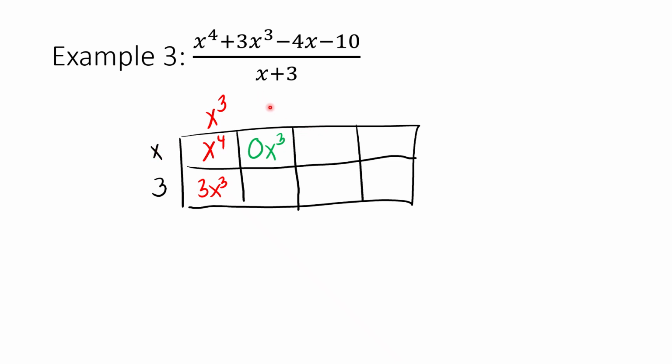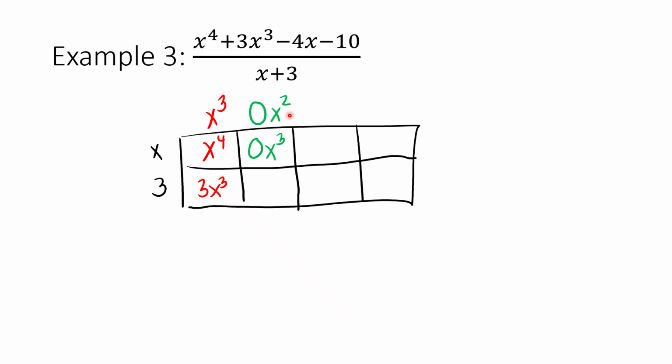x times what gives me 0x to the 3rd? Well, this is, of course, a 0. All right. Now, you can just write 0, but I'm going to go ahead and write 0x squared. Now, 0x squared is still the same as 0, but here's why I'm doing it. x times x squared would give me the x to the 3rd. Now, I am aware that that's all zeros, but what it does is it preserves the pattern for us. And when we're done, we'll just say, hey, all of those are zeros.